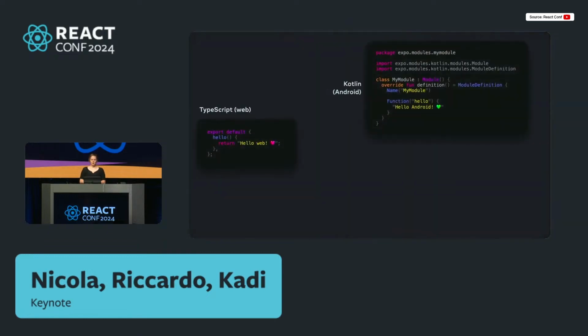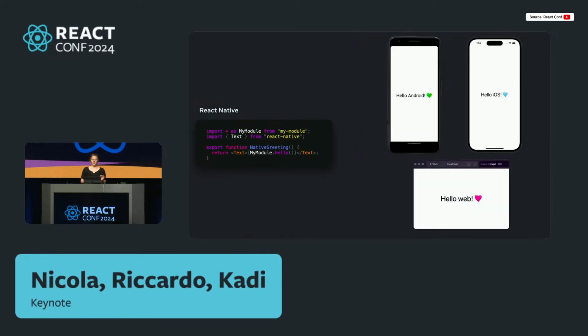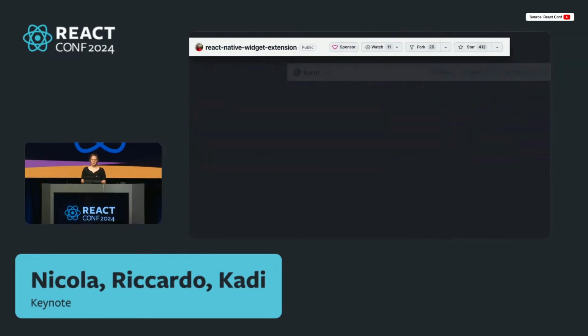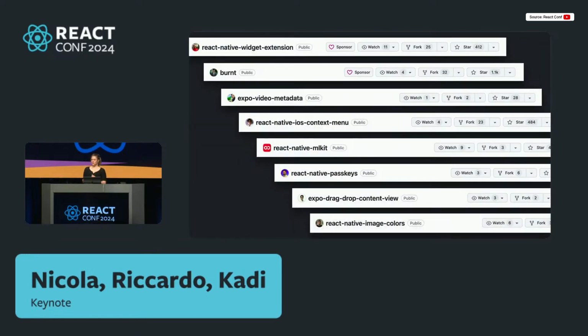Here is an example of a Hello World module where we call a function to receive a greeting from the native code, with implementations for web, Android, and iOS. Then in your React Native code, you can call a single function or your native module and render the platform-specific greeting for each platform. So you can use the Expo Modules API to build additional native capabilities for your own app, or join others in the community who are already using it to share open source libraries.